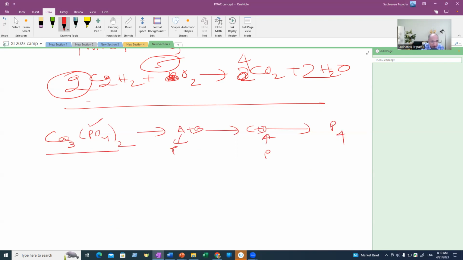Phosphorus remains in one compound, and finally you are getting phosphorus, the ultimate manufacture of phosphorus from calcium phosphate, maybe in multiple reactions. Once you know that the element is retained throughout in one of the products in every step, then atom conservation from first to last will hold. Just phosphorus: there are two phosphorus here and 4 there, so you have to multiply by 2.